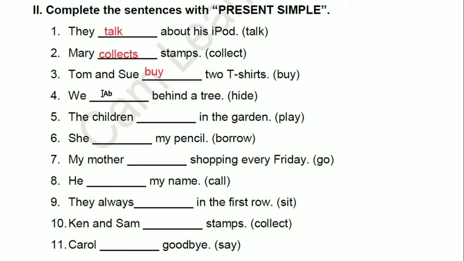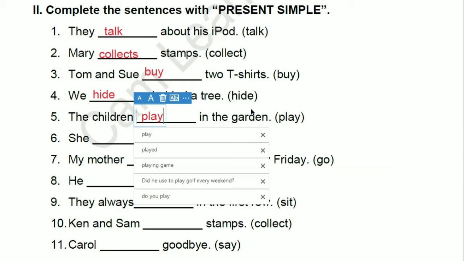And number four, we behind the tree, hide. Okay, so with the subject we, the verb is the same, right? Hide, yeah. And number five, the children in the garden. So play, the verb is play. The children is a plural noun, right? How can you choose? You just play, everyone. The same, right? No adding or any changes.